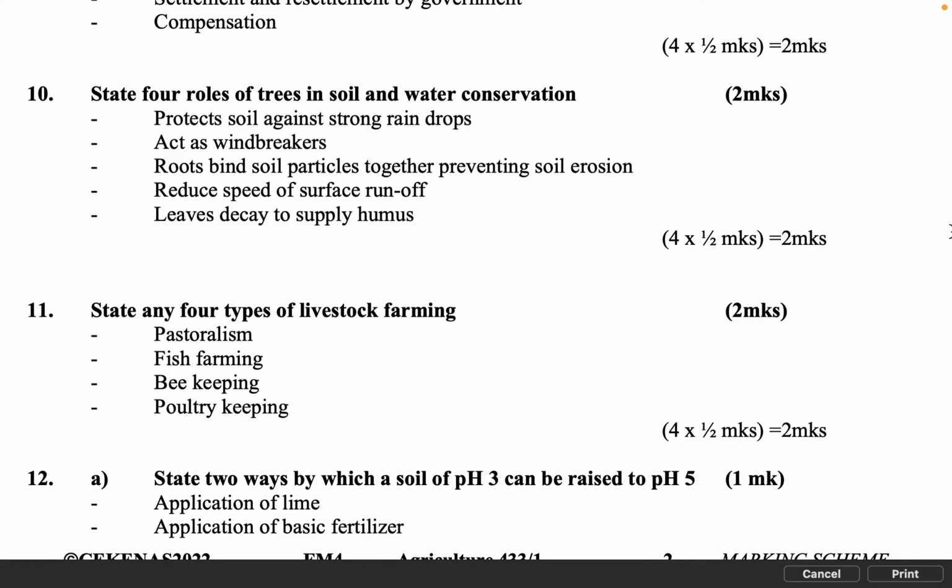11. State any 4 types of livestock farming. 2 MKS. Pastoralism. Fish farming. Beekeeping. Poultry keeping. 4 by 1/2 MKS equals 2 MKS.